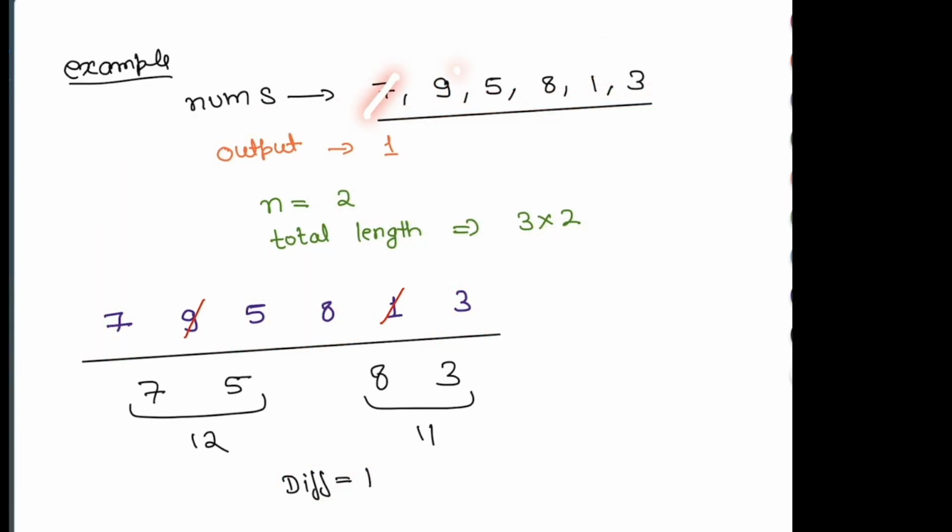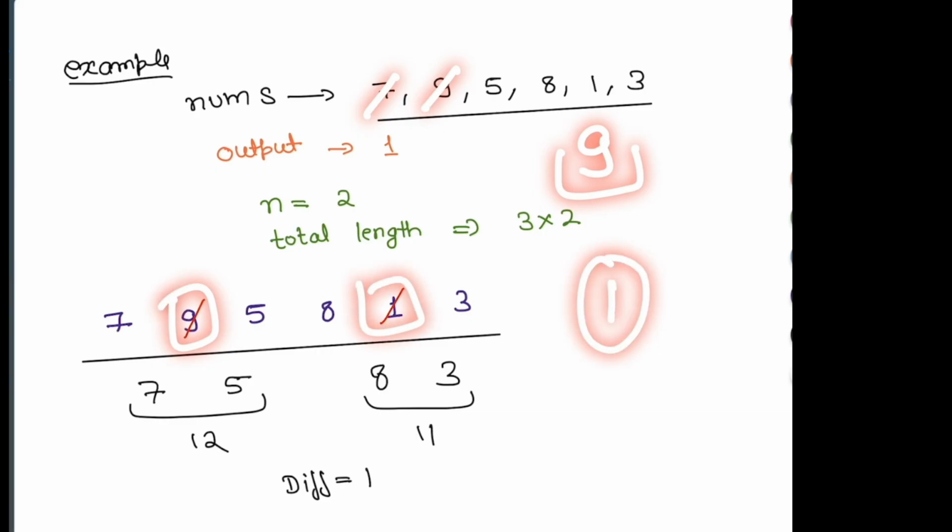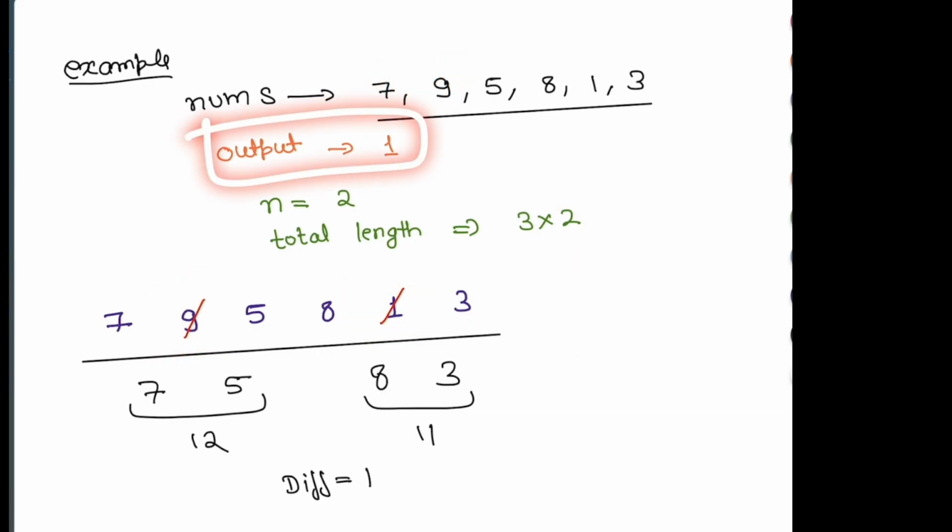So when we removed 7 and 9, the difference was 9. When we removed 9 and 1, the difference was 1. So this is the best answer we have. The output is going to be 1. That's the minimum difference.